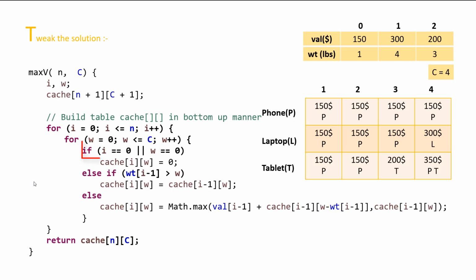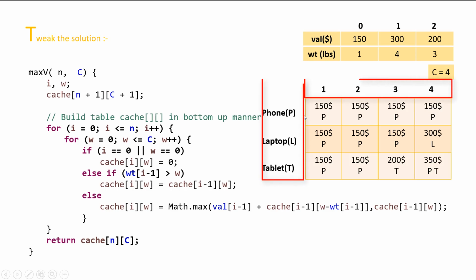In that you can see the condition: if i equals 0 or w equals 0, we are going to fill the cache with 0. So there will be one more layer on top of this, right? One more row of zeros on top of this. And this is the condition which we have already seen.